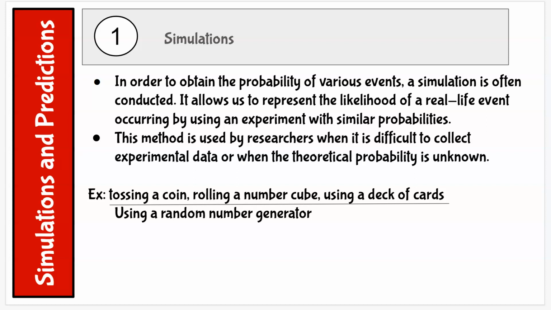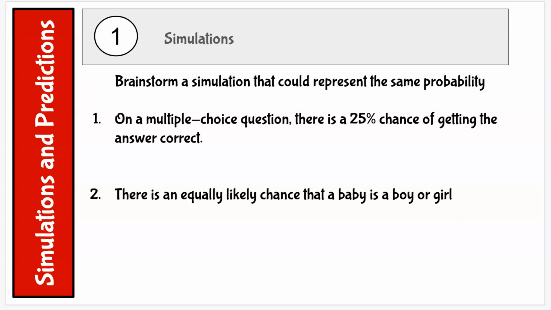So we talked about experimental probability earlier, but this method is typically used by researchers when you can't get the data or it's unknown. So an example might be tossing a coin, rolling a number cube, using a deck of cards to use and creating that random number generator for something you can't actually go collect data on. So let's brainstorm a couple of examples of that.